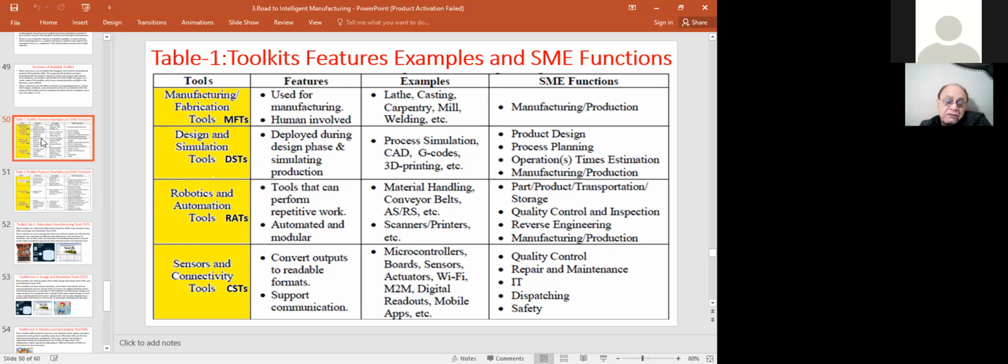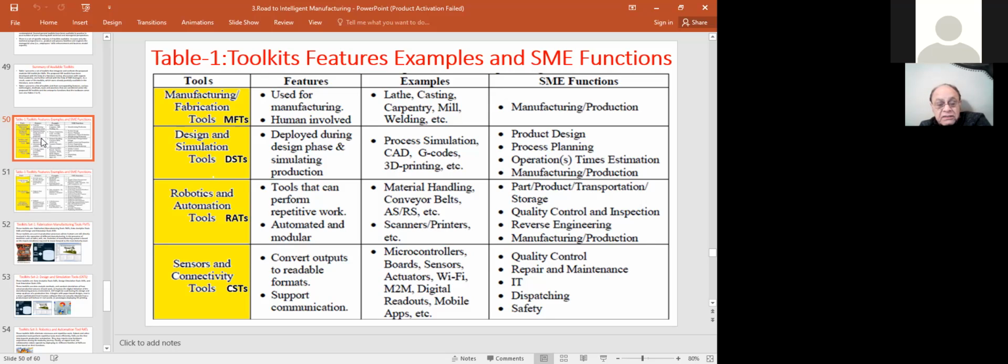The second set of toolkits are DSTs. DSTs are really design and simulation tools. And these design and simulation tools are deployed during the design phase and for simulating production, and process simulation in CAD and G codes and 3D printing. These are the aspects.